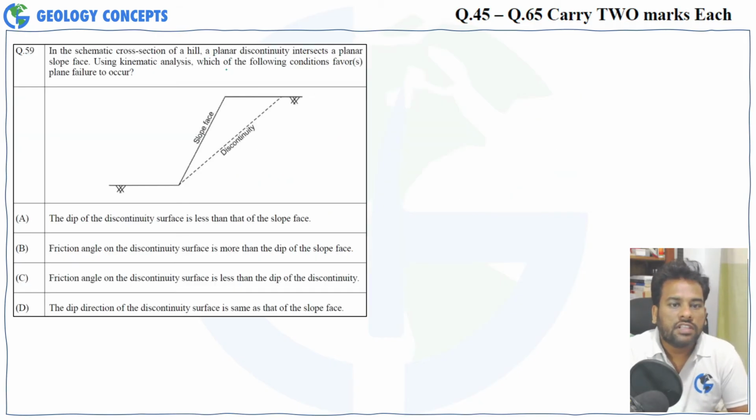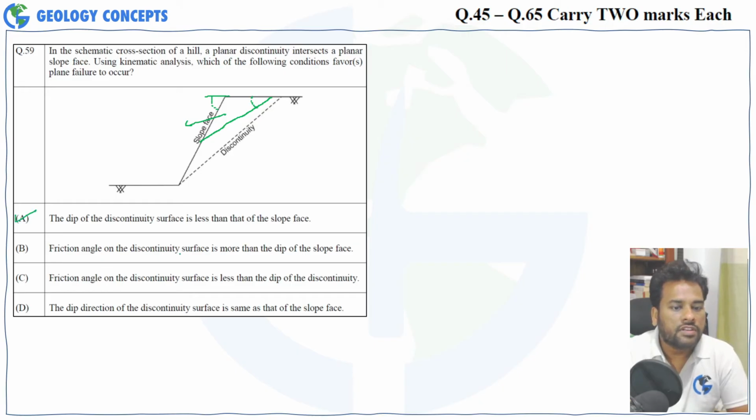In the cross section of a hill, the planar discontinuity intersects with the planar slope face. Using kinematic analysis, which of the following favors the failure? If the discontinuity has less dip than the slope face, then it is easy to get failure. So if the dip of the discontinuity surface is less than the slope face, then it is favorable for failure.